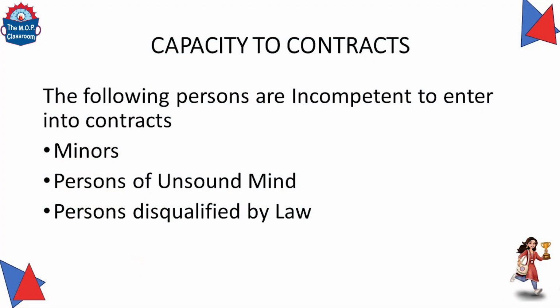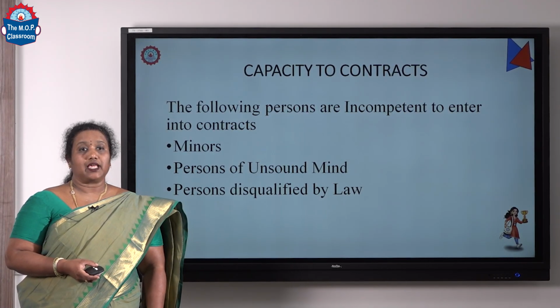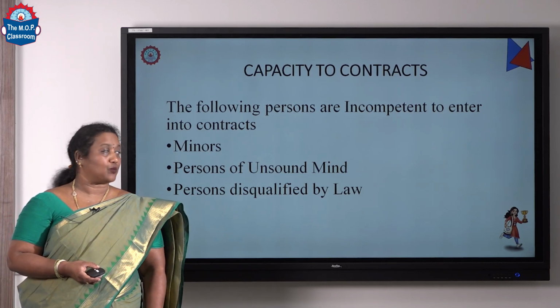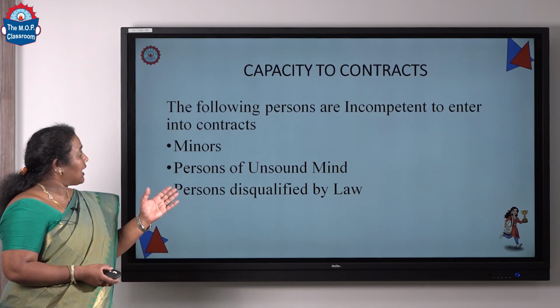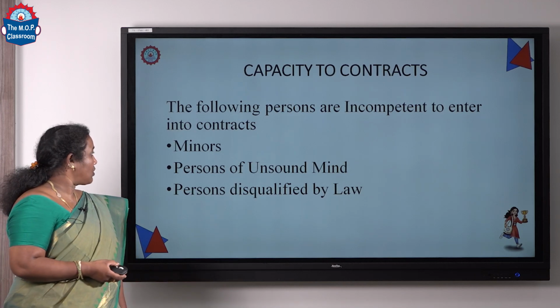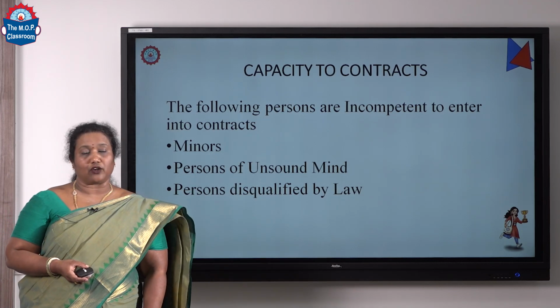Next essential element of a valid contract is capacity to contract. The parties to the contract shall be capable of entering into a contract, then only the contract stands valid. If they are incompetent to enter into contracts, then the contract stands invalid. Now, let's see the following persons who have been declared incompetent to enter into contracts. Number 1, minors. Number 2, persons of unsound mind. And number 3, persons disqualified by law.